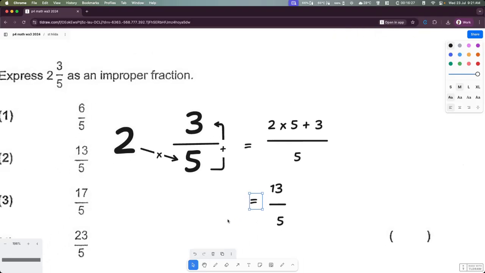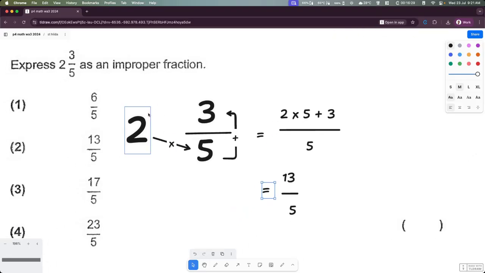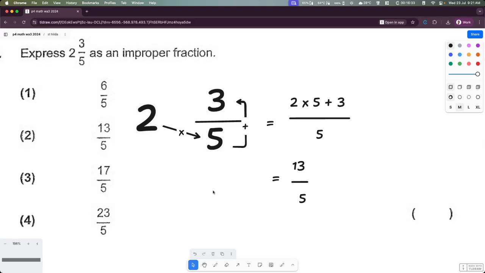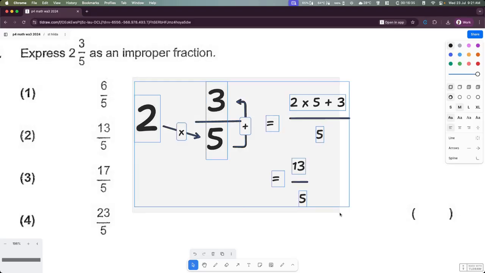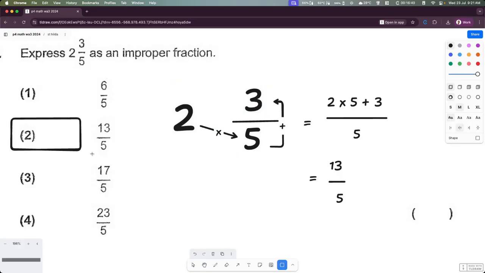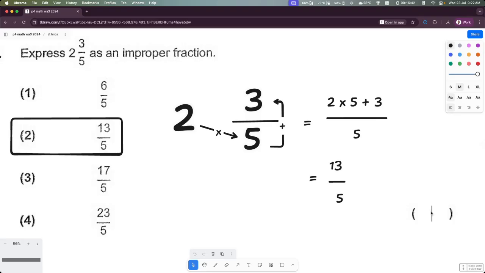So always make sure that you remember how to convert a mixed number to an improper fraction. So where is 13 out of 5? In this case over here, the option number 2. So that's the answer. The answer is 2 in this case. All right, let's move on to the next question.